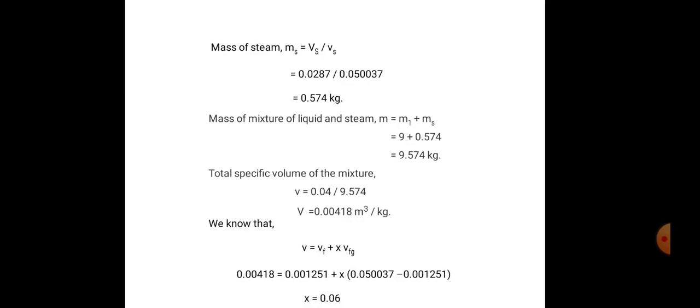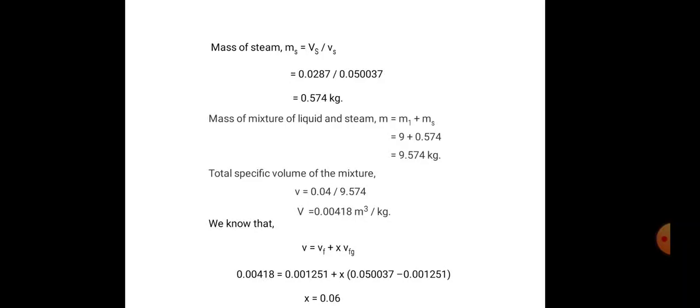So we know the m1 value and the mass of steam value. Adding the two values, we get the total mass of the mixture, that is liquid and steam, m equal to 9.574 kilogram. Then the total specific volume of the mixture, v equal to 0.04 divided by 9.574, the mass of the mixture of liquid and steam. From that ratio we get the total specific volume, v equal to 0.00418 meter cube per kilogram.